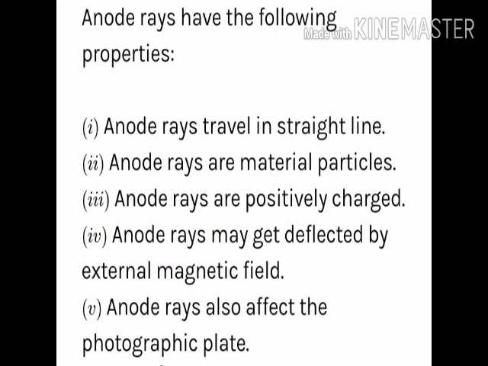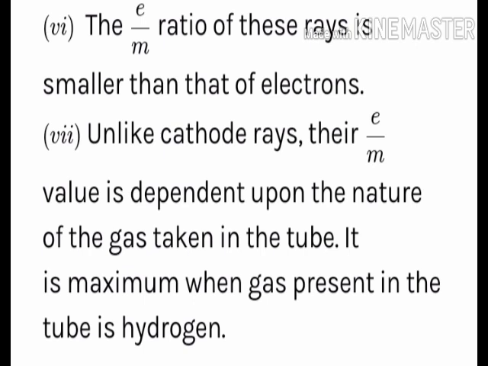Let us move on to some more properties of anode rays. The e/m ratio of these rays is smaller than that of electrons, and unlike cathode rays, their e/m value is dependent upon the nature of the gas taken in the tube. So there is a difference between cathode and anode rays here. It is maximum when the gas present in the tube is hydrogen.